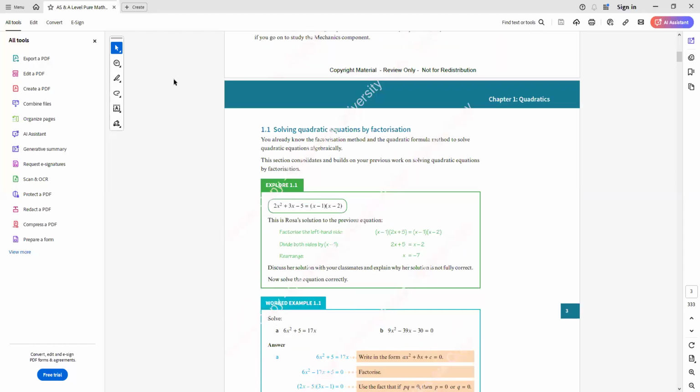Okay, so I'll quickly go through these ones. Let me first open it with Microsoft Edge. Okay, so here we have the book.